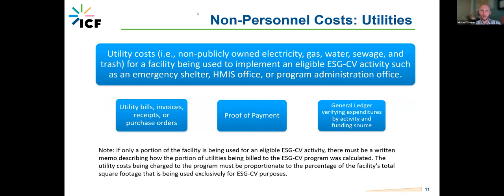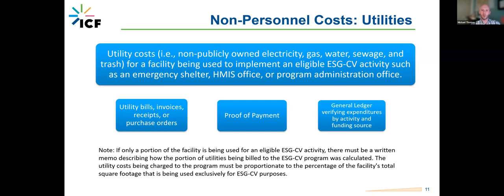Utilities. So here we're talking about utility costs for things like electricity, gas, water, sewage, and trash. And we are talking here about those for a facility that's being used to implement an eligible ESG activity, such as an emergency shelter, an HMIS office, or perhaps an administration office. For utilities, you need a copy of the utility bill. There's a chance that it could also be an invoice or a receipt or a purchase order. Generally, it's going to be a utility bill. You need proof of payment showing that you paid that utility bill. And then you need your general ledger verifying that the expenditures are allocated properly to the activity and funding source.